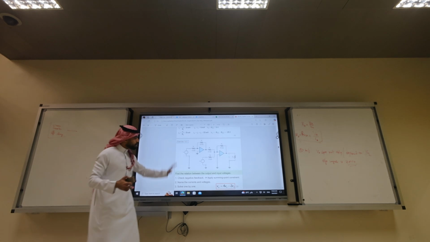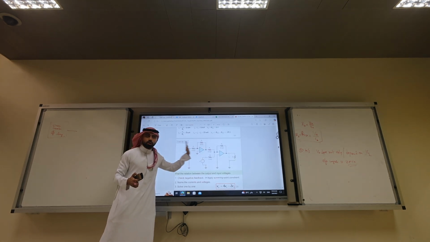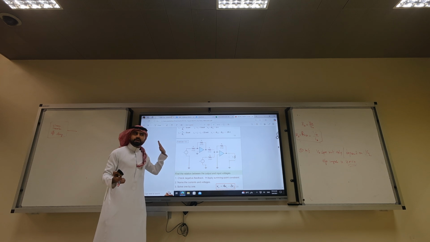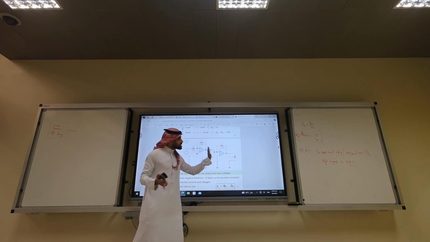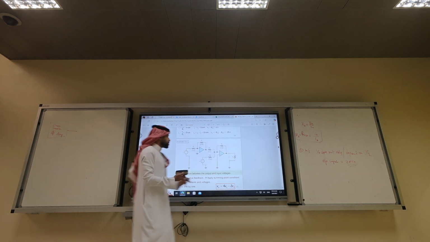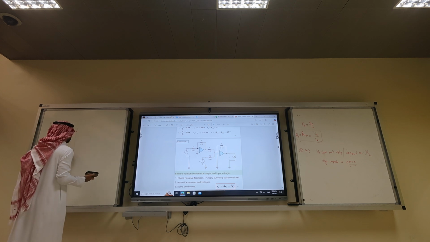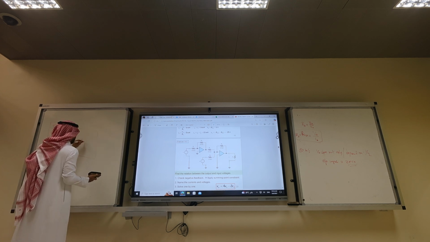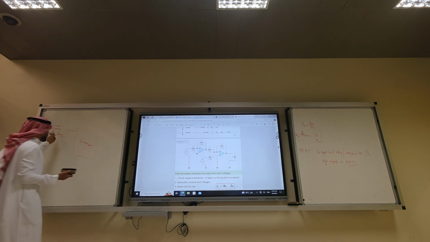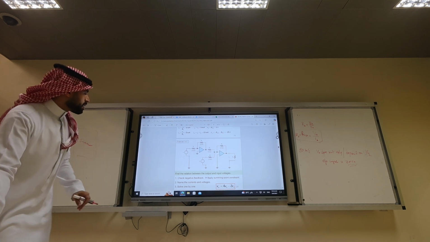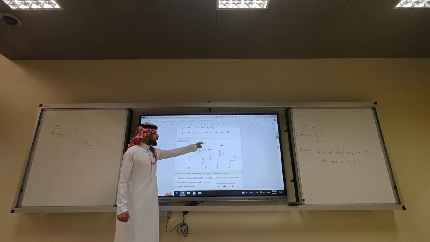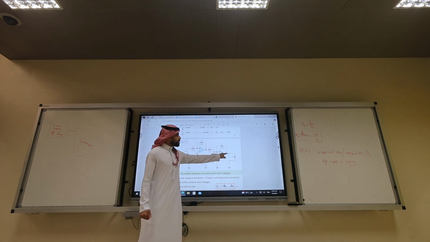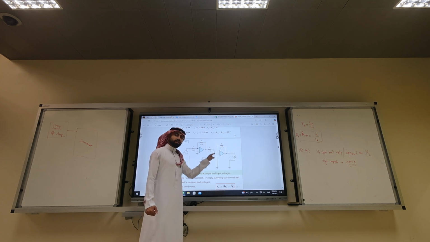Let me repeat. The first stage is an inverting amplifier. The second stage is a summer. So here we have a summer, so we have a two-stage system. So check the negative feedback. For every op amp, there is a negative feedback. Negative feedback means a cable from the output goes to the negative input.